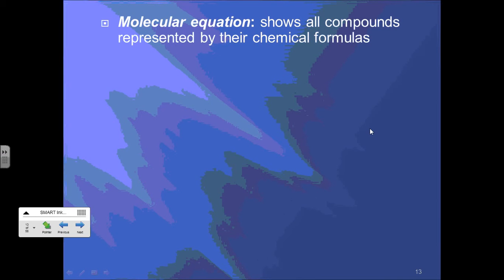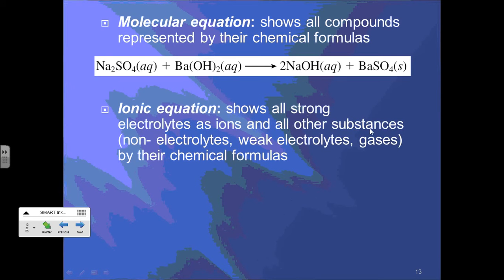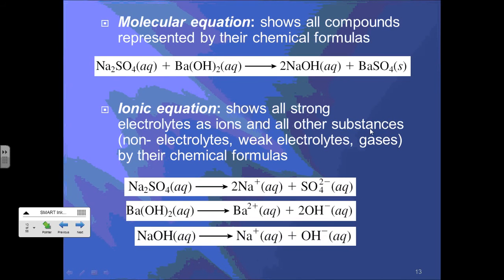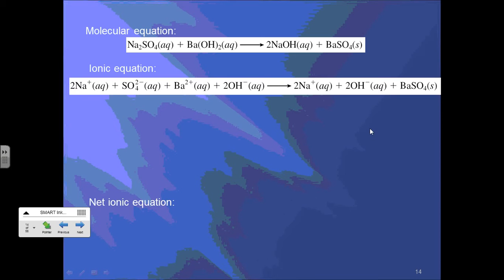Now, molecular equation. This shows all compounds represented by their chemical formulas. The ionic equation shows all strong electrolytes as ions and all other substances, including non-electrolytes, weak electrolytes, and gases, by their chemical formulas. Now, as I stated, the molecular equation can be seen above. What makes it unique from the ionic equation is that the ionic equation looks at the ionic form of the equation, where the ions are broken down into their respective individual ions.